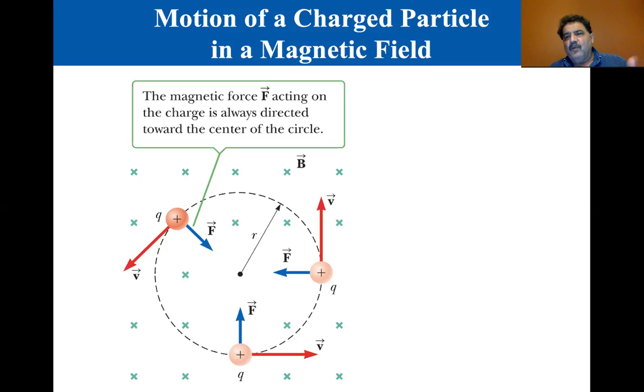Well, what do we have here? We have a centripetal force. This centripetal force is going to keep this positive particle going around in a circle.